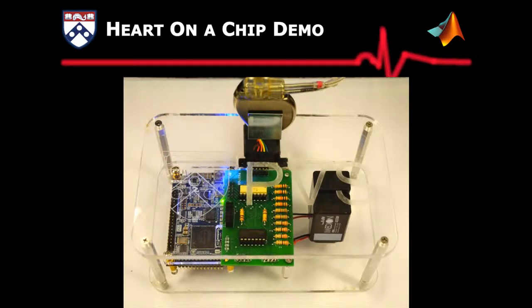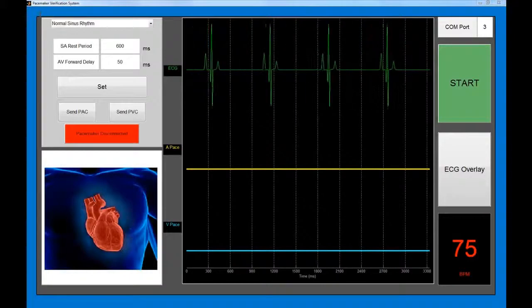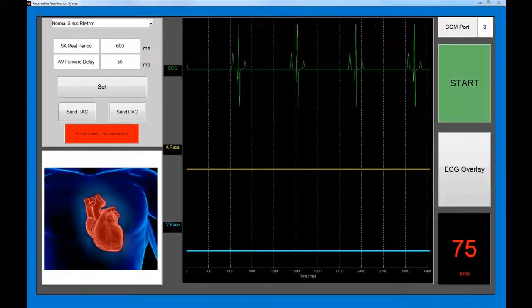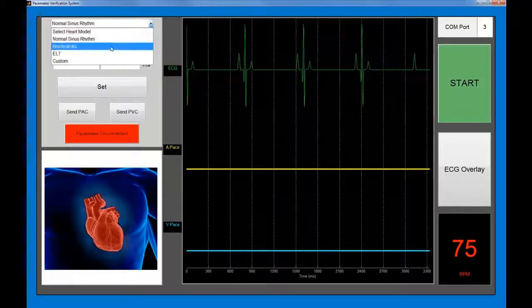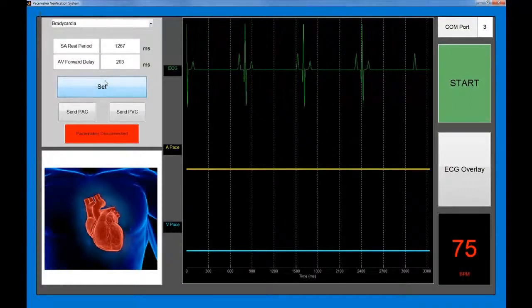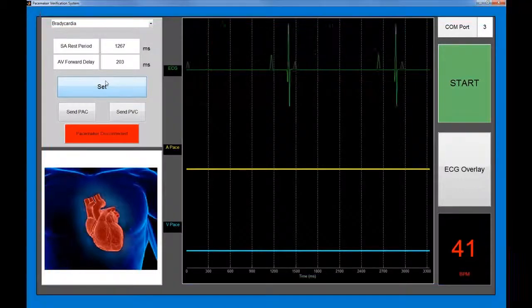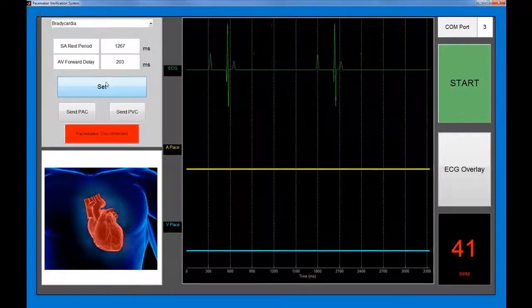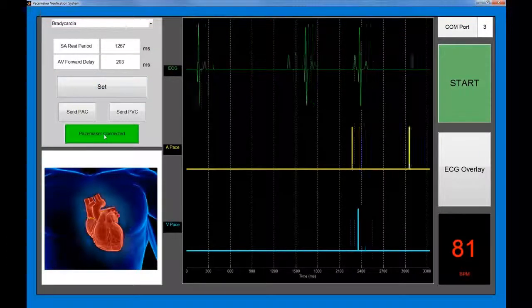Now we demonstrate ELT on the heart-on-a-chip platform, with our heart model implementation interacting with a real pacemaker. A MATLAB GUI is designed to change heart parameters and monitor the closed-loop interaction between the heart and the pacemaker. Currently, the heart is beating at a healthy 75 beats per minute. We can change the parameters of the heart by either selecting a pre-configured heart condition from a drop-down menu or inputting the parameters directly. During bradycardia, the heart is beating at an unhealthy 41 beats per minute.